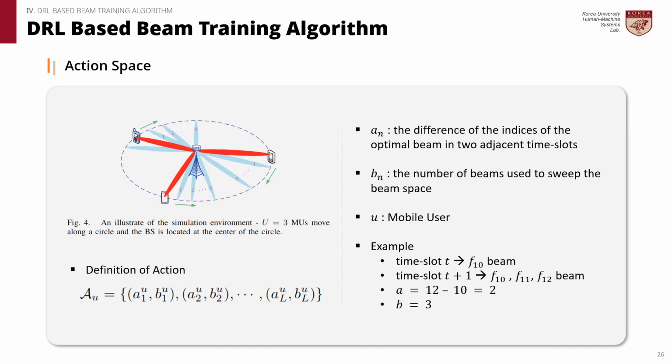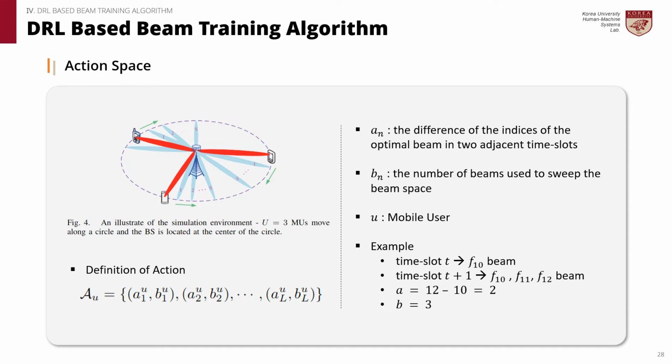Action space. It is intuitive to define each beam as an action, but it is inefficient to sense the rate of change of the environment. An action is defined based on the difference of indices of the beams in 2 adjacent time slots, and the number of beams used for beam sweeping. For example, we assume that there is one mobile user and the number of available beams is 32. In the current time slot T, it is assumed that beam 10 is allocated to the mobile user.